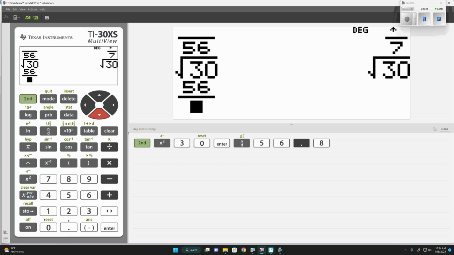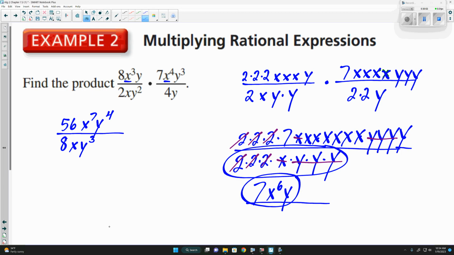$56 over 8 is 7. Now we could still put the fraction bar just in case we do have something in the denominator, because those simplified. If we have like bases dividing, well, like bases, when we multiplied, we added the exponents, yes? So what do you think we would do when we divide? We would not add, but subtract. Because here, x to the seventh over x, we can subtract 1 from 7, yes?